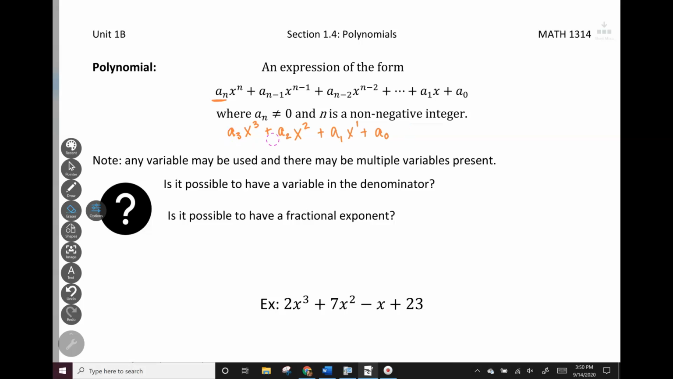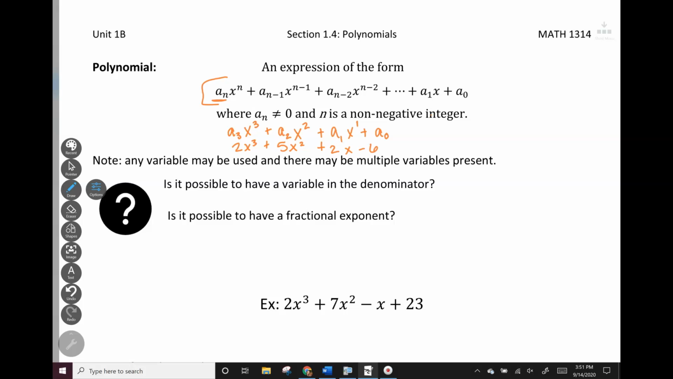These a's could be any number, so this could be like 2x cubed plus 5x squared plus 2x minus 6. That's an example of a polynomial, and that's what this definition up here is saying. Now, it does say something kind of important right here. It says where a sub n cannot equal 0, so this first coefficient can't be 0, and n is a non-negative integer.